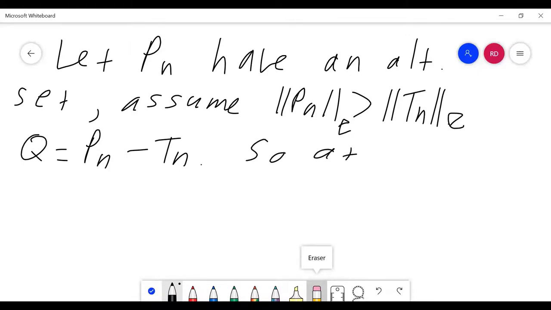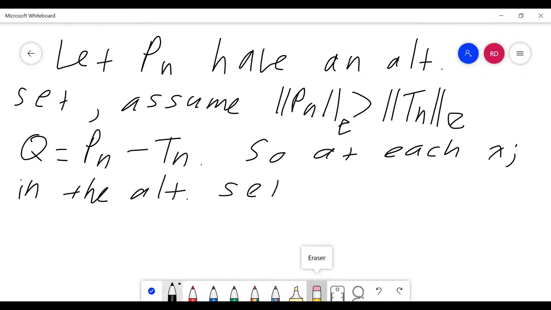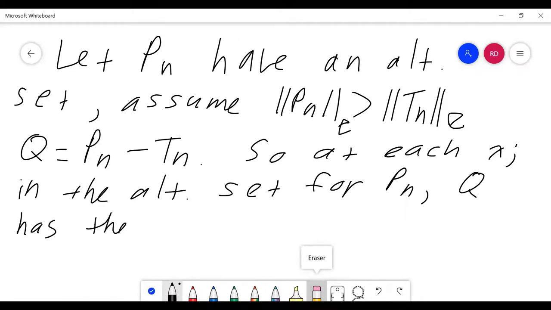So at each x sub j in the alternating set for Pn, Q has the same sign as Pn. If Pn and Tn have the same sign, then subtracting off Tn just makes it closer to zero. If they have opposite signs, subtracting Tn makes it get even farther from zero. But since Tn is smaller and it's Chebyshev, Pn has a larger Chebyshev norm, so at the alternating points, it must be farther away from zero than Tn is, because those are its largest or most negative points.